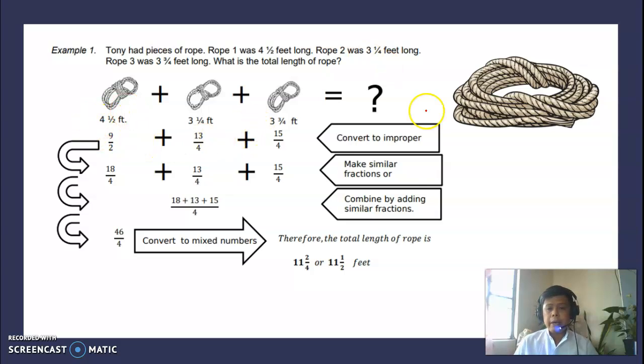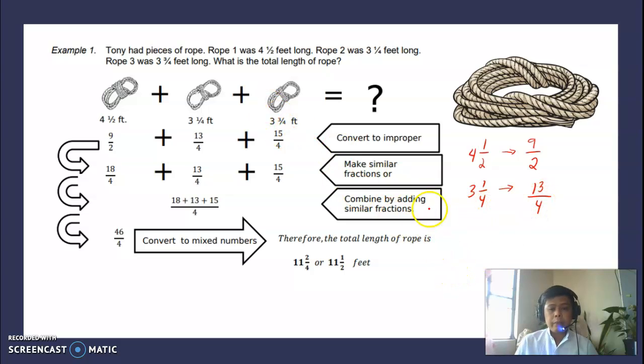Yung 4 1/2, i-convert natin siya sa improper fraction. So, 4 times 2 is 8 plus 1, magiging 9. Tapos, yung 2 dito, magiging denominator. So, kaya naging 9 halves dito. Next naman, you have 3 1/4. So, i-convert natin siya. You have 3 times 4, that is 12 plus 1 magiging 13. And then yung 4, kopyahin dito.